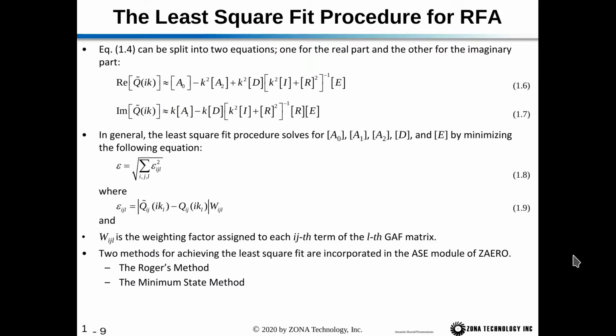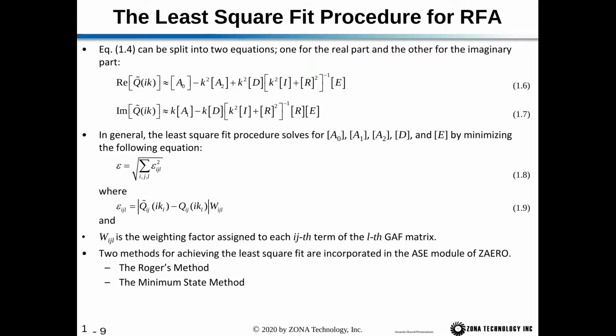Okay, next we'll talk about the least square fit procedure for the RFA. Equation 1.4 can be split into two equations, one for the real part and the other for the imaginary part. So taking the real part of Q tilde of IK gives us equation 1.6, and taking the imaginary part of Q tilde of IK gives us equation 1.7.